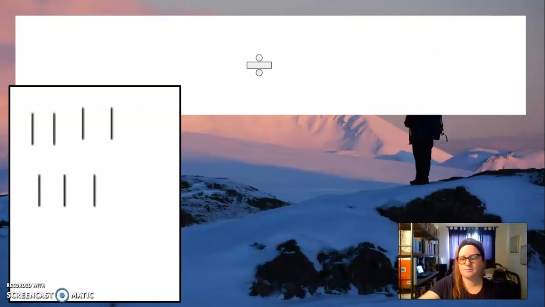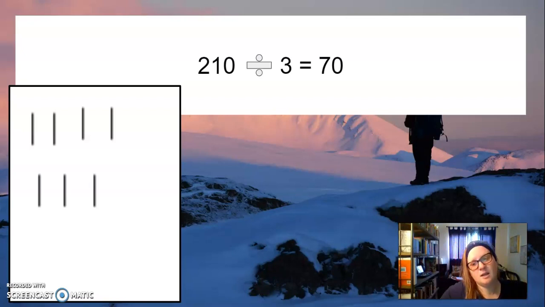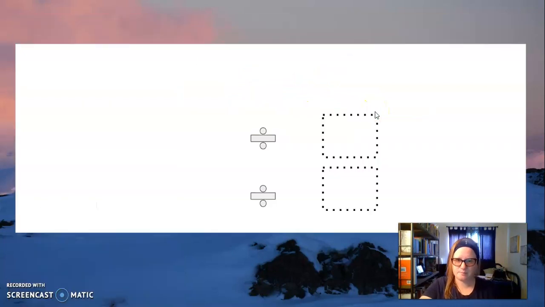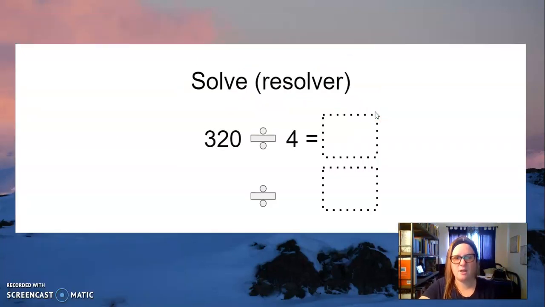Okay, so now that you've done that, this is what I got. When I did 210 divided by 3, I got 1, 2, 3, 4, 5, 6, 7 in one group. 7 times 10 is 70. So 210 divided by 3 equals 70. So now it's your turn to solve. 320 divided by 4. 630 divided by 9. Now, your basic fact to help you is 32 divided by 4 and 63 divided by 9.